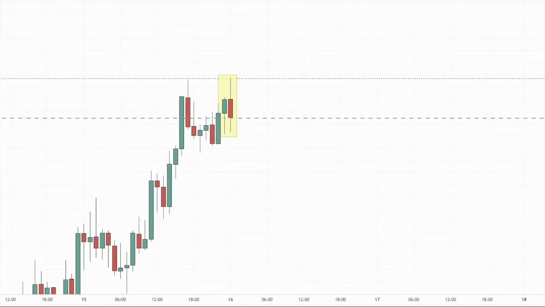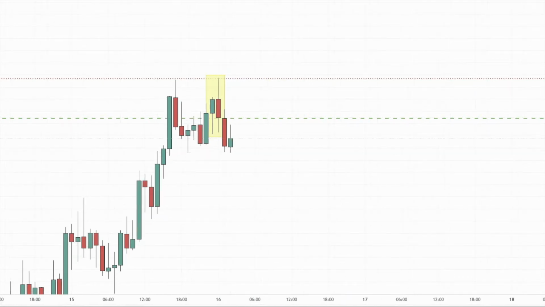This is a 1-hour time frame chart of BTCUSD. In the yellow box you can see that there's a bearish engulfing pattern, which is the final entry criteria for this trade. I'll show you how the trade played out. The green line represents the entry level, the red line represents the stop loss level.